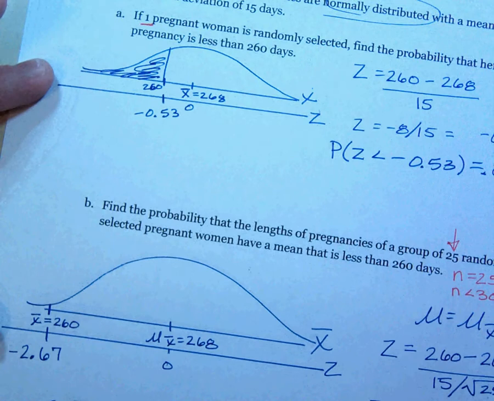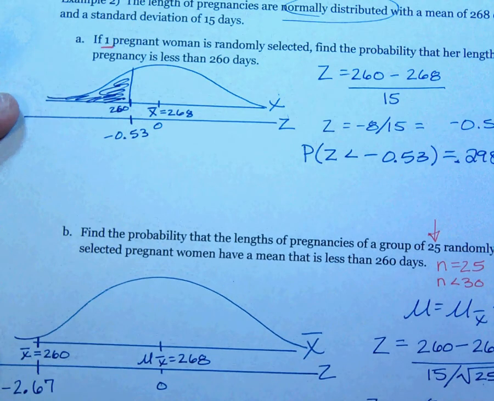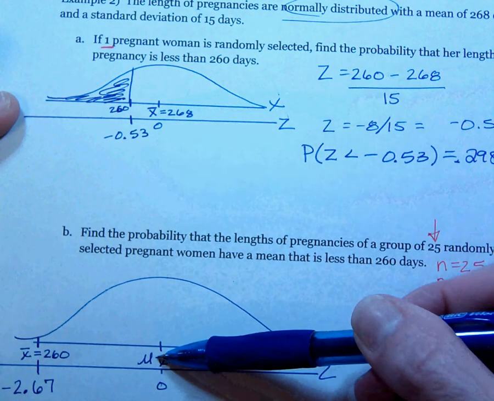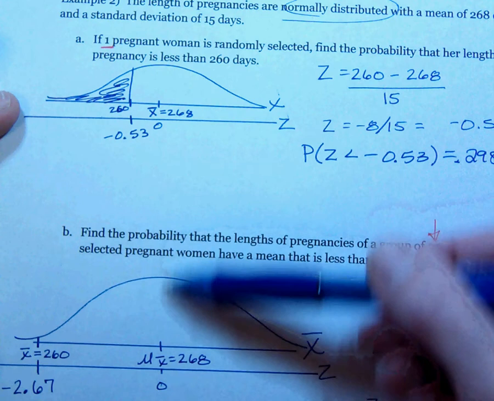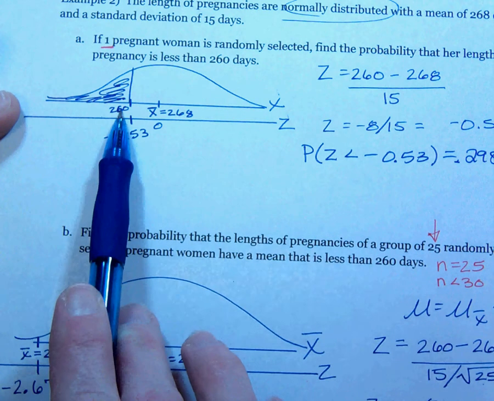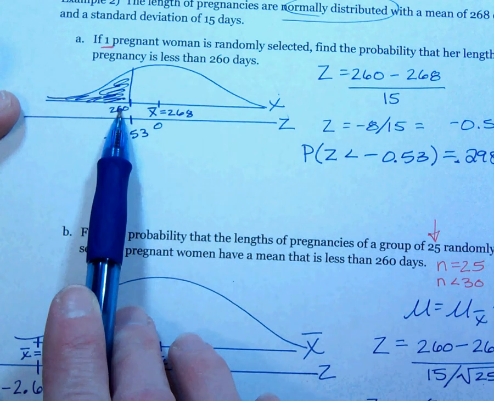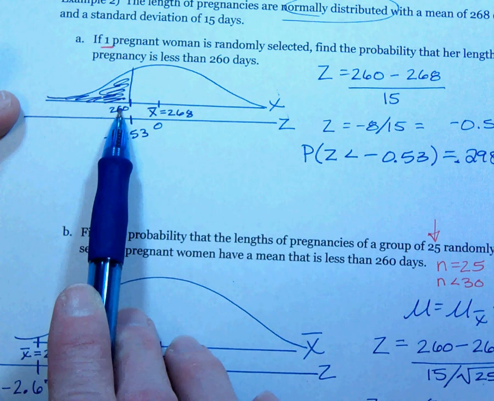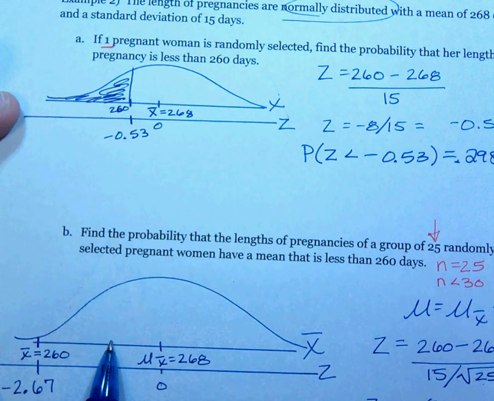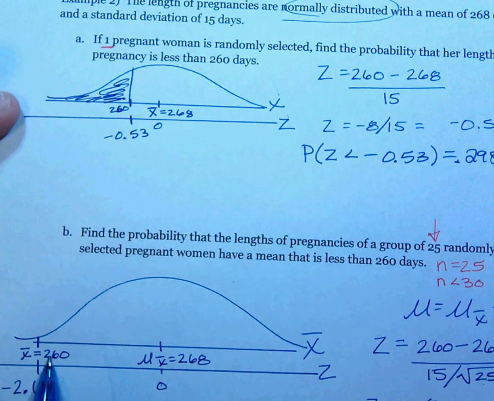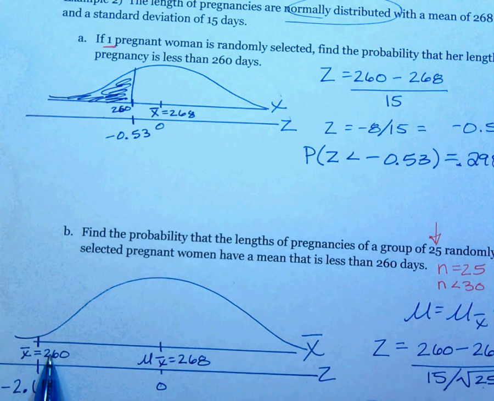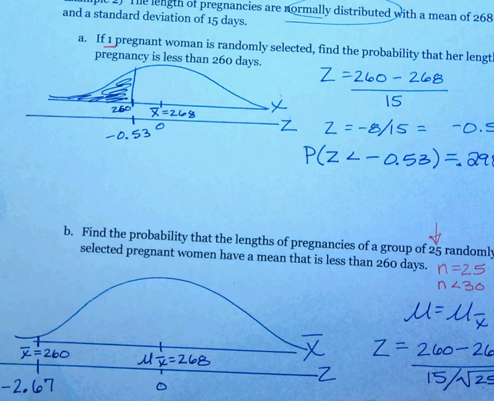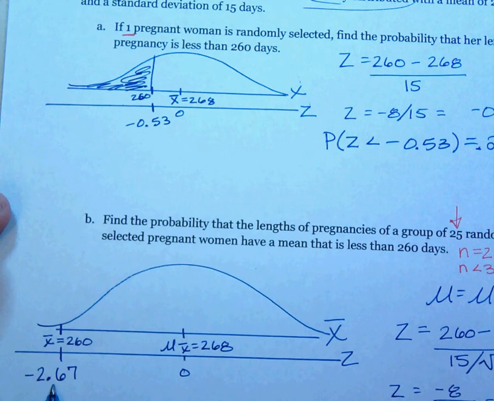Now, before we continue, let's just compare these two graphs. I tried to line it up so the means were right on top of each other. So I got pretty close. So you can see how 260 days up here for one woman wasn't that unusual. I mean, it was a usual value. But now that we're talking about a group of 25 women, the standard deviation is smaller. So notice how far out an average of 260 days is. So now that's very unusual, that all 25 women would have a mean that's less than 260 days.